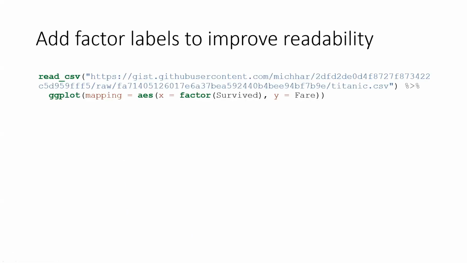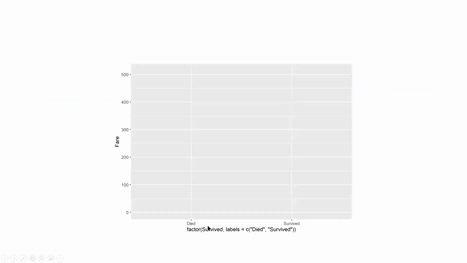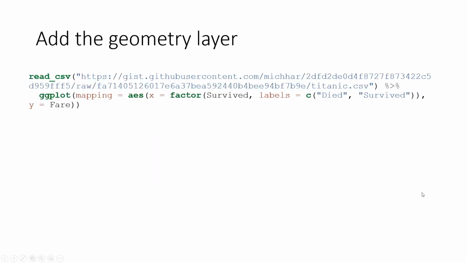So this doesn't look the prettiest. We can actually add some labels here. So in the factor, you can add labels such as died and survived. And that way, it's a little bit more appealing. You can see 0 is died and 1 is survived. And now we're probably ready to add our geometry layer, right?